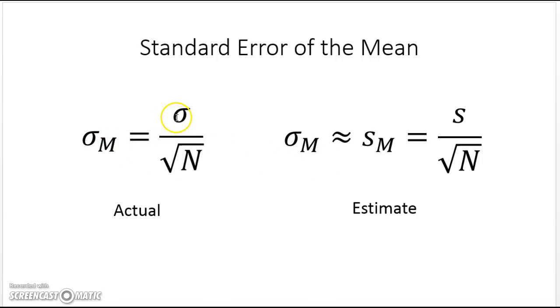Now, because we don't actually know the population standard deviation most of the time, what we do is we just use the sample standard deviation instead. And just a little bit of an adjustment here, but that will give us an estimated standard error.